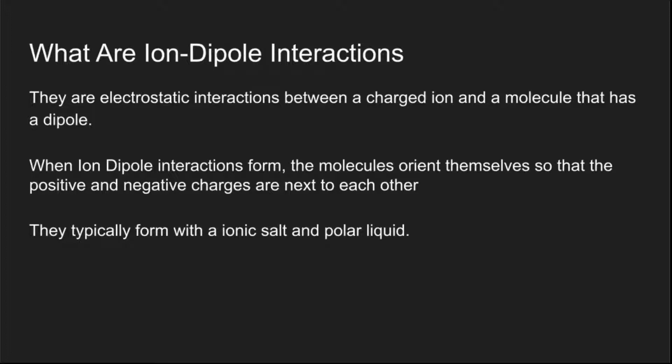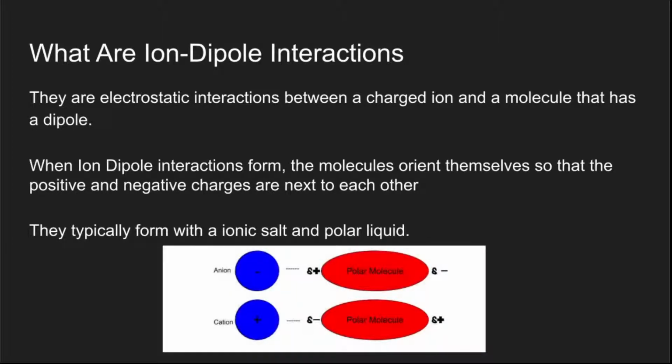Okay, now what are ion-dipole interactions? They are electrostatic interactions between a charged ion and a molecule that has a dipole. When ion-dipole interactions form, the molecules orient themselves so that the positive and negative charges are next to each other. They typically form with an ionic salt and a polar liquid. Here we see the negative anion interacting with the positive dipole of the polar molecule. Below that, we see the positive cation interacting with the negative dipole of the polar molecule.